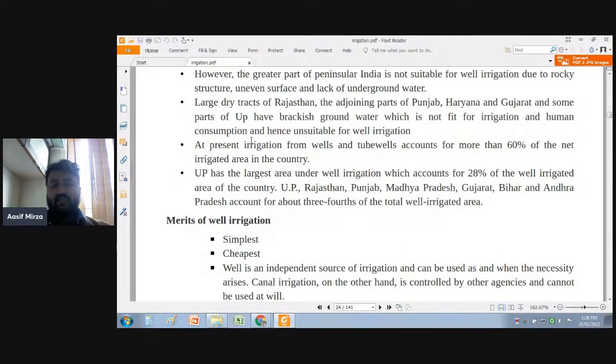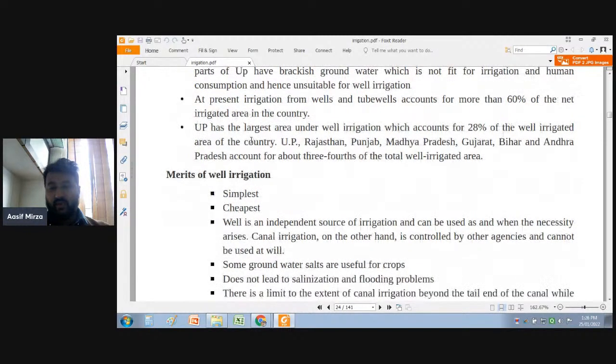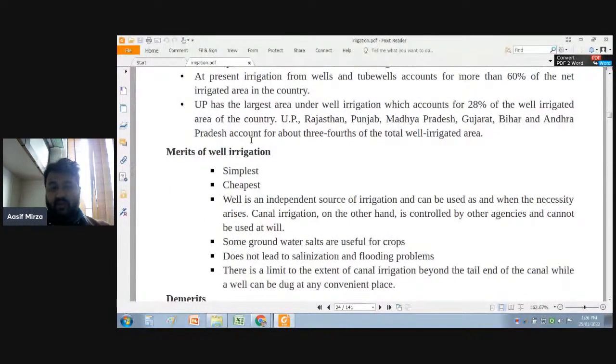Well irrigation is the simplest and the cheapest, and it is an independent source of irrigation that can be used as and when the necessity arises. Canal irrigation, on the other hand, is controlled by other agencies and cannot be used at will. Some groundwater salts are useful for crops, and it does not lead to salinization and flooding problems. There is a limit to the extent of canal irrigation beyond the tail end of the canal, while a well can be dug at any convenient place.